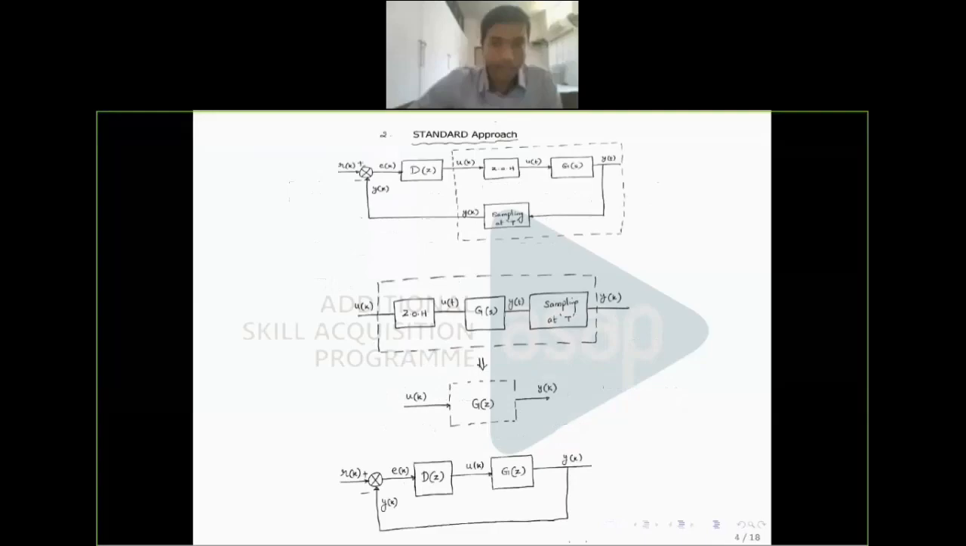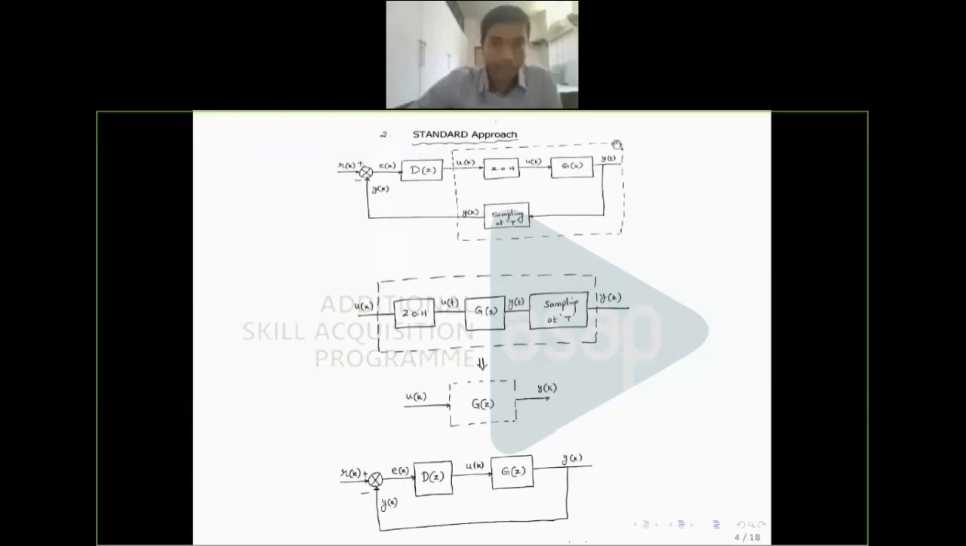So the standard approach is this. Let's consider the first block diagram that I have shown here, which is the same as the previous block diagram. In the block, G of S is the continuous time plant, and let's consider that I'm using a zero order hold circuit as the digital to analog conversion device, and I'm sampling at sampling period T.